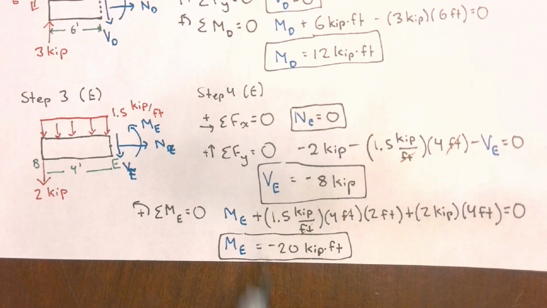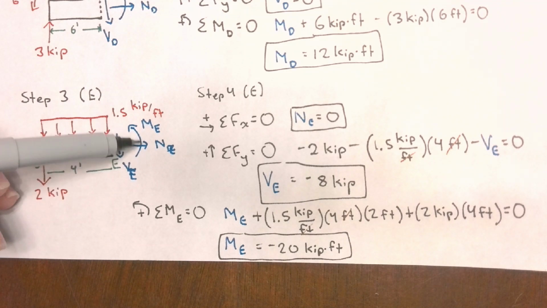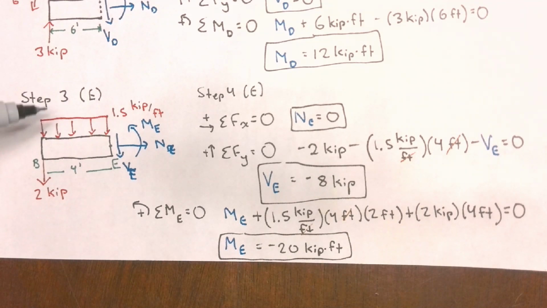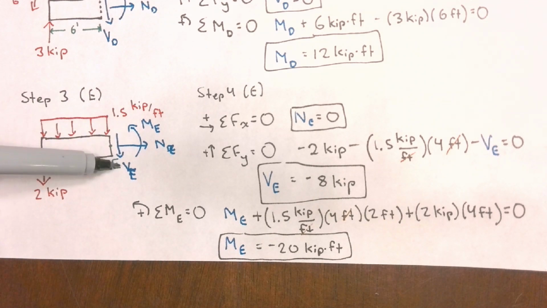This negative tells us that the assumed direction of the internal moment was incorrect. In other words, both the shear force and the bending moment are acting in the opposite directions than what we drew.